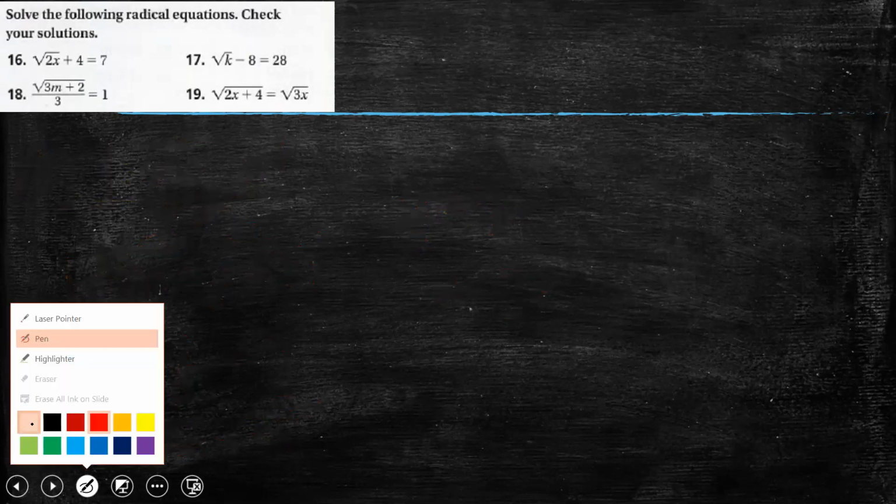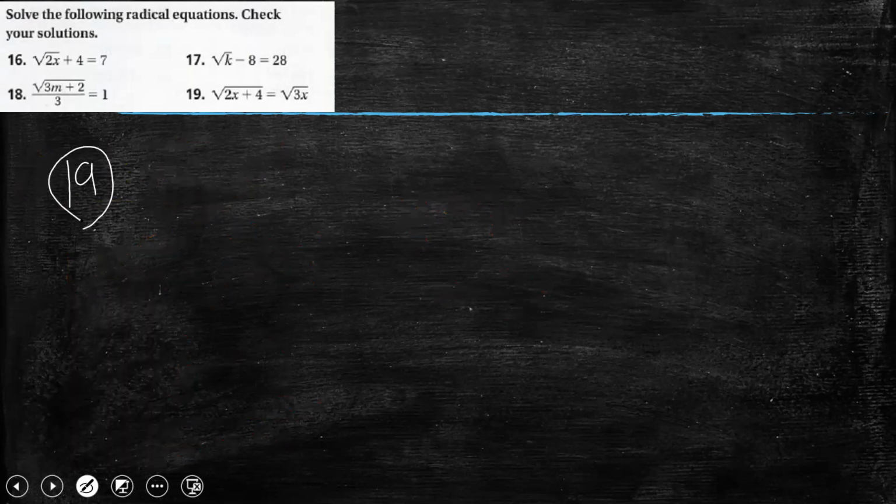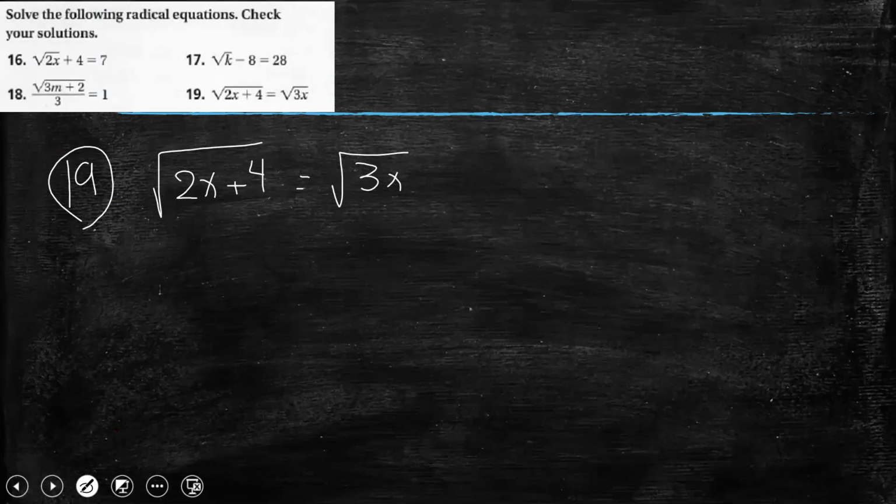Okay. Now let's do number 19. In number 19 here, we have the square root of 2x plus 4 equals the square root of 3x. What do you have to do here? Here there's nothing added, divided, multiplied or subtracted by the radical, so you don't do anything, just square the two sides to cancel the square root. So I have 2x plus 4 equals 3x.